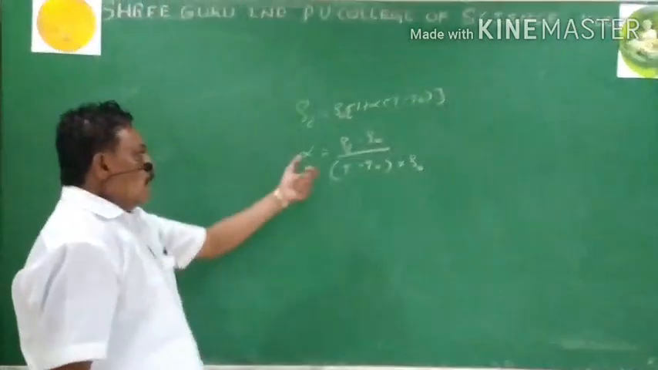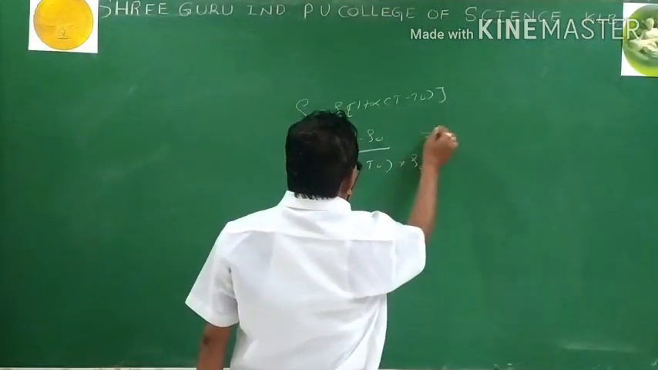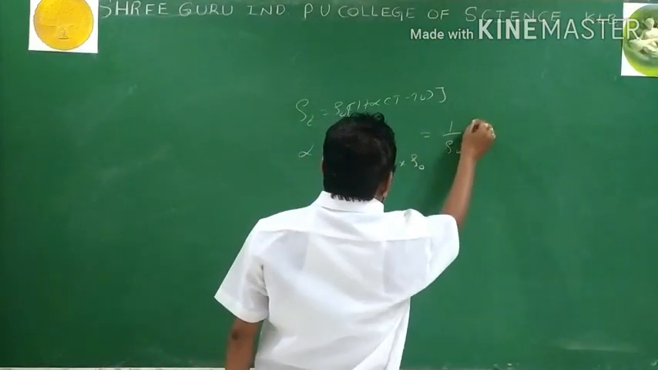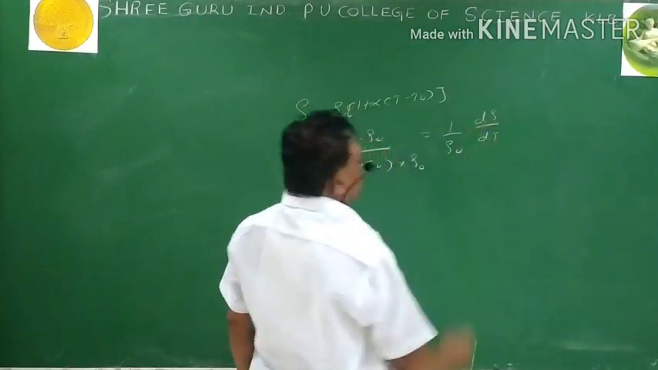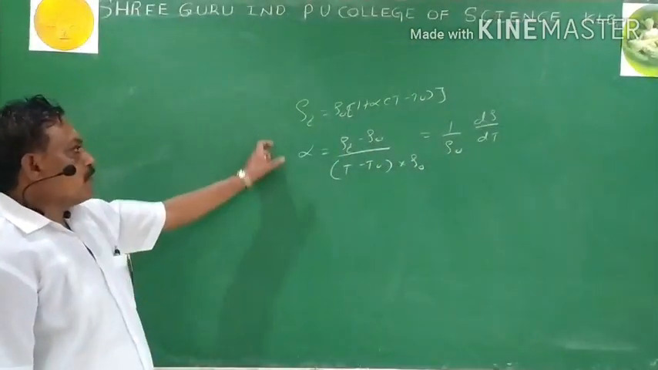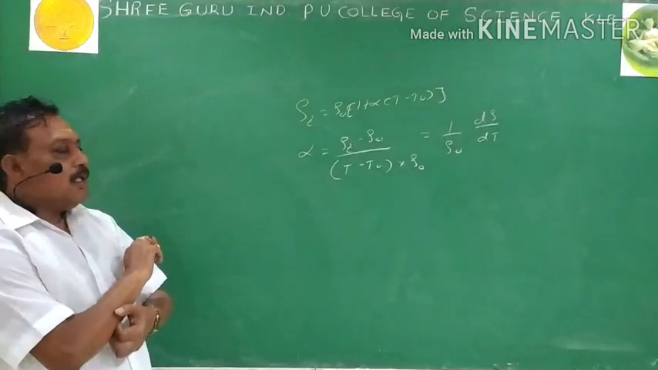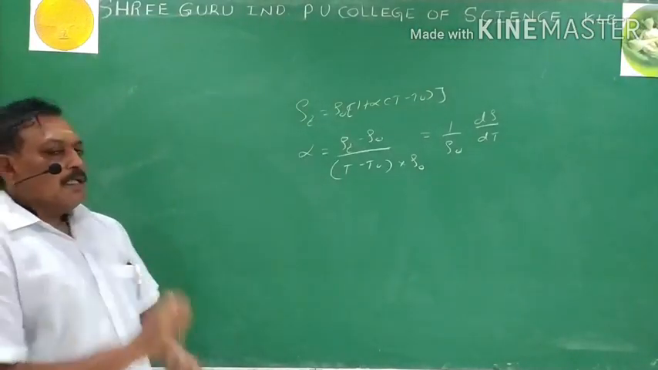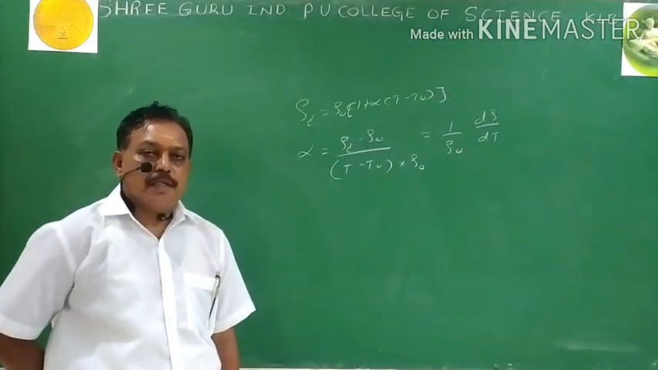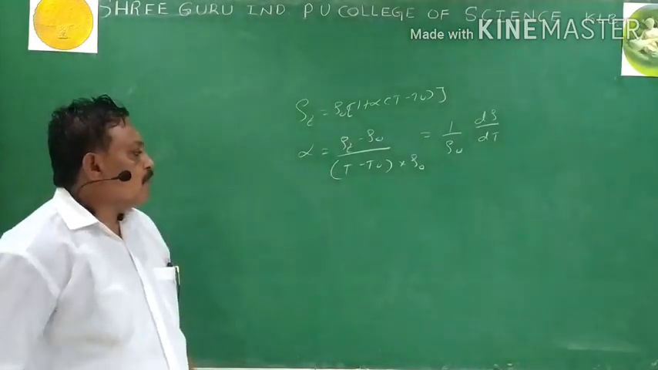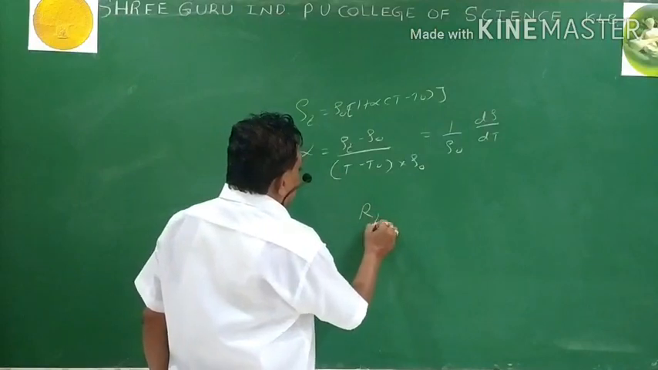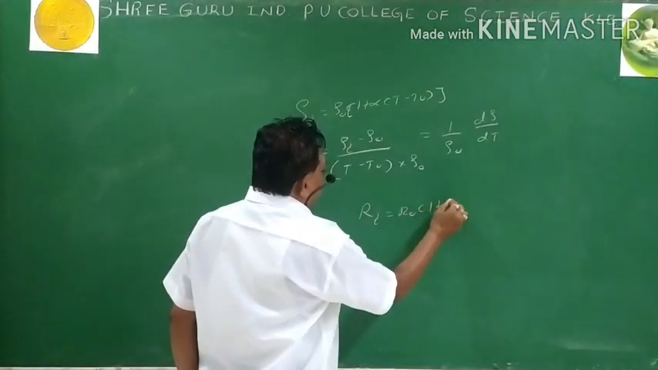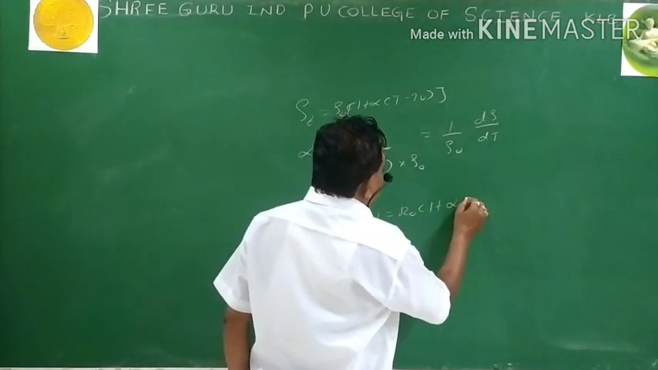Then we made the simplified version: change in resistance is 1 by rho naught as it is, times the change in temperature. Now this is nothing but the temperature coefficient of resistivity of a given material. As the temperature increases, the resistivity of a given material also increases. By using the same concept, we go for the resistance: RT equals R naught into bracket 1 plus alpha T.